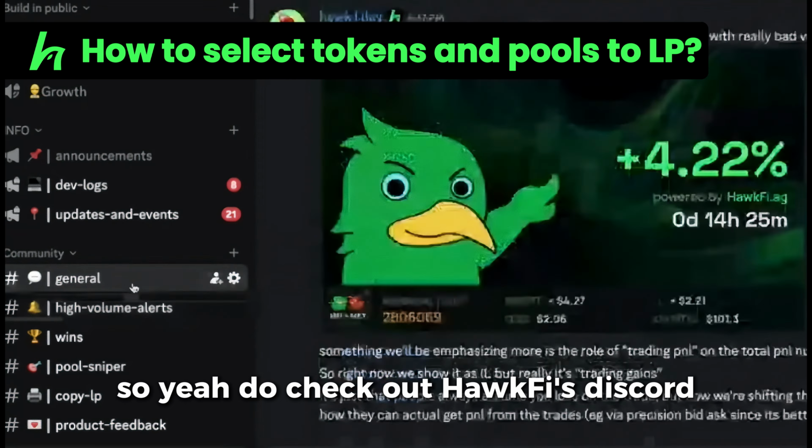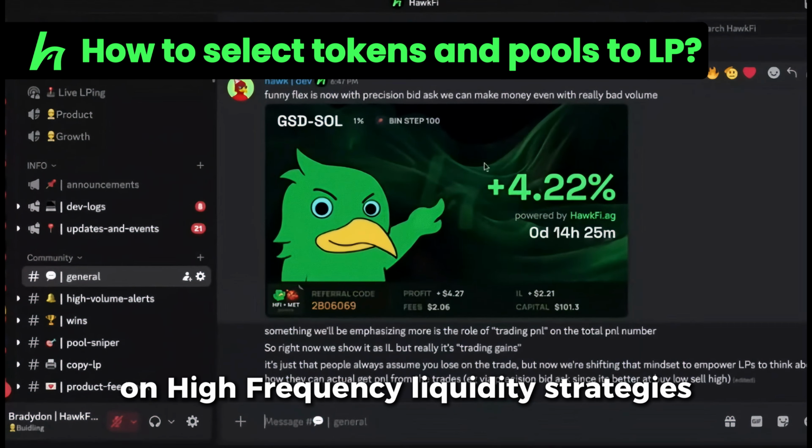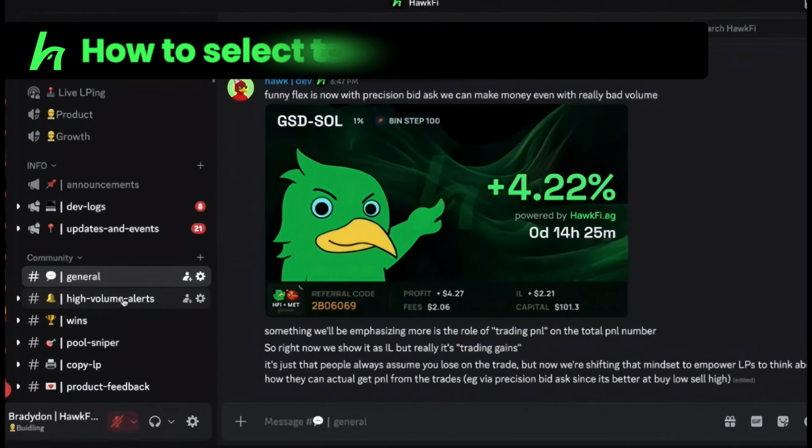So yeah, do check out HawkFi's Discord, where people also like to share a lot of alpha on high frequency liquidity strategies and the bot.